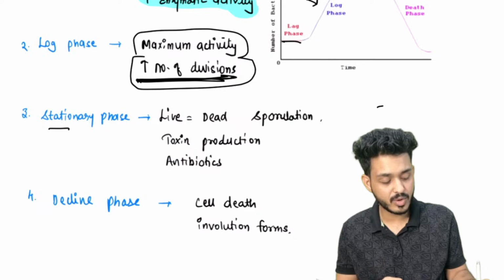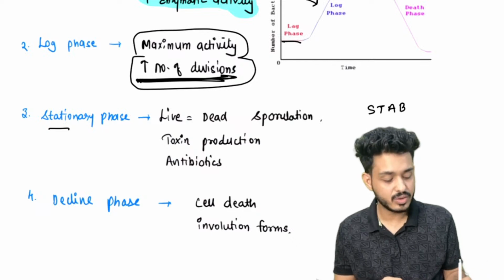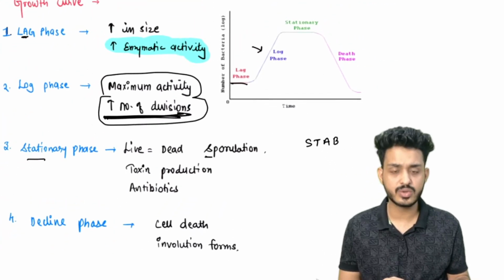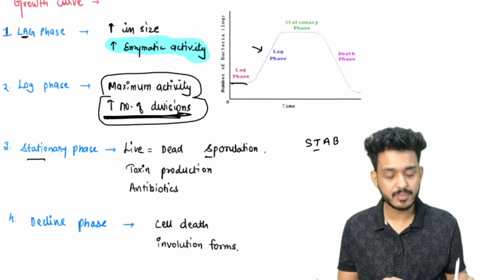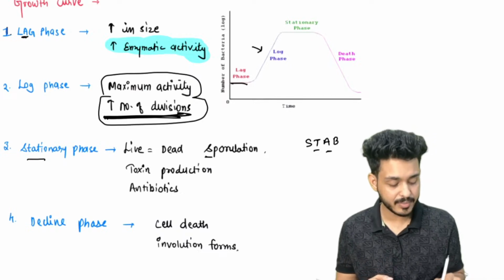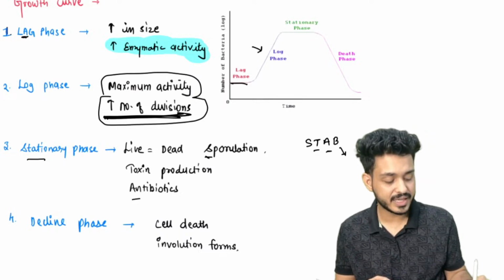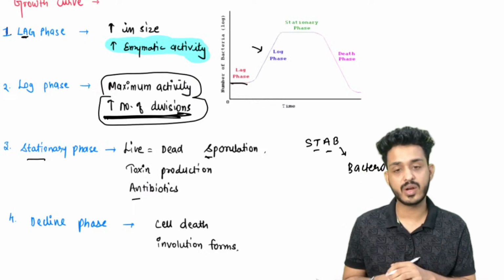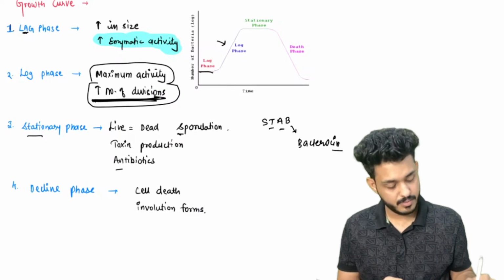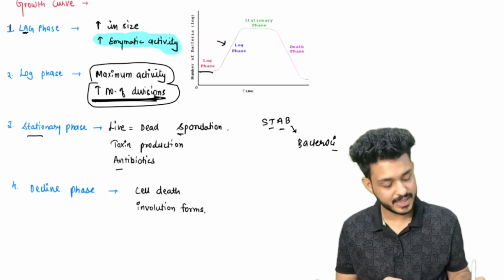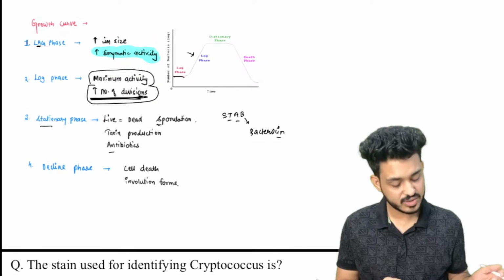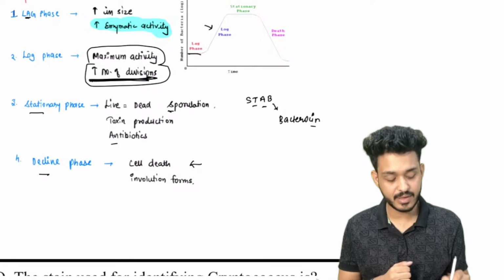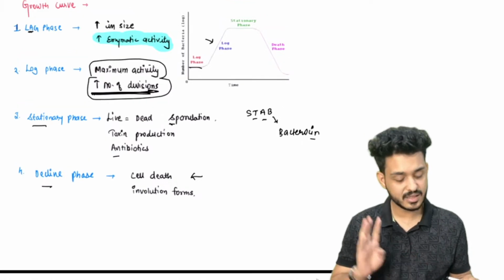Then comes the stationary phase. You can remember the mnemonic STAB. In stationary phase you will have sporulation, the bacteria will make spores. T for toxin production, the bacteria will make toxin. A for antibiotic production, and B for bacteriocin production. Can anyone tell me what is bacteriocin? The last phase is the decline phase. In decline phase there will be death of the bacteria. So these are the four important phases.